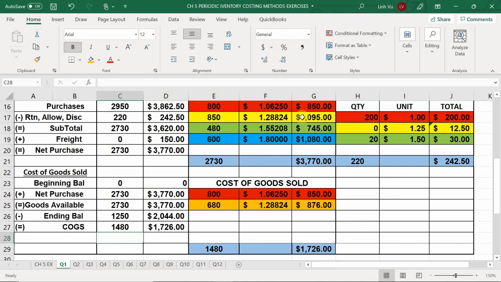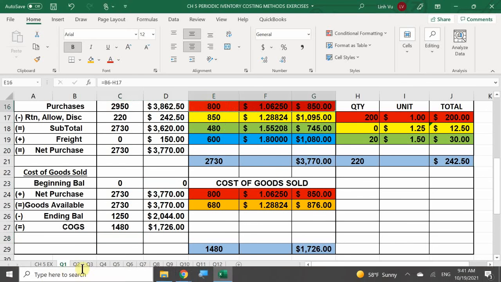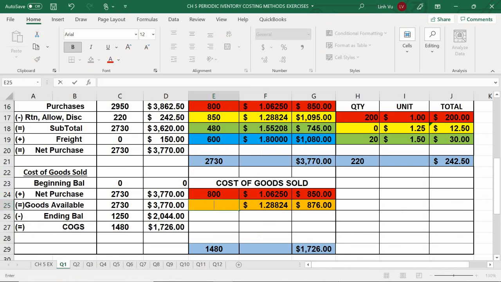Which batch am I going to get rid of first? In this case, I got rid of my first 800. So then that leaves me with just 800. Now the question here is, how much more do I need to get to 1,480 if I've only sold 800?